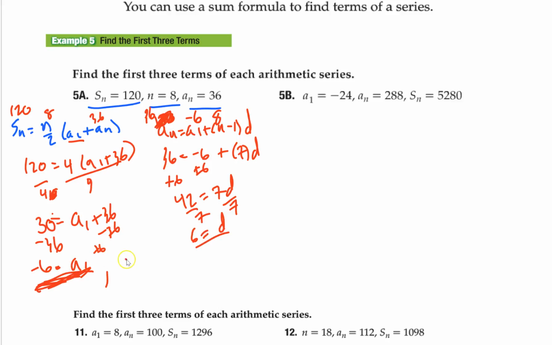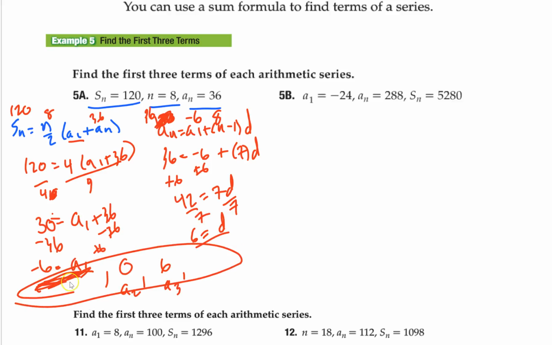Negative 6 plus 6 is going to be 0. Just keep on adding 6 to it, the common difference. I get 6. I can keep on going if they want me to. I get 12, 18, I can do this all day. 24, 30, 36, easy. I'll calm down now. But those are the first 3 terms.